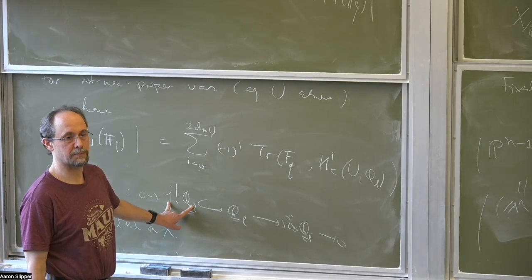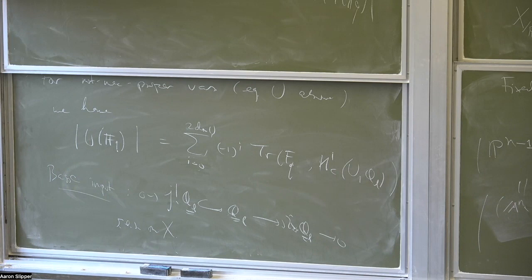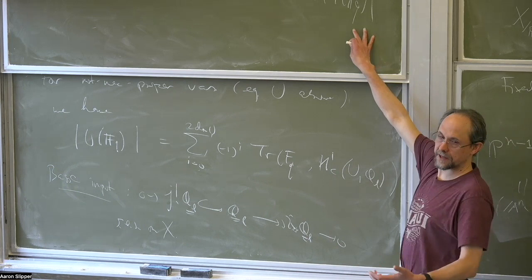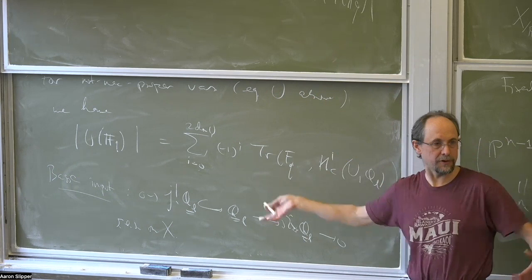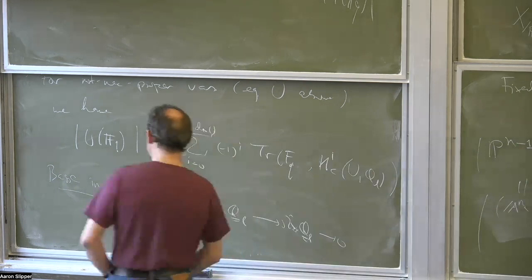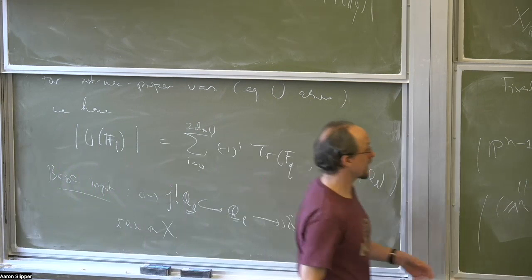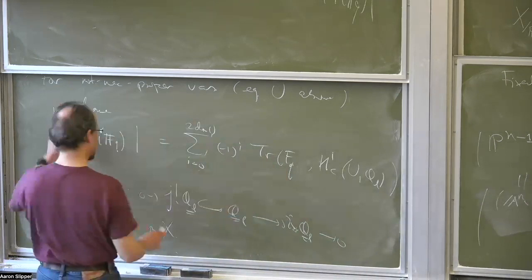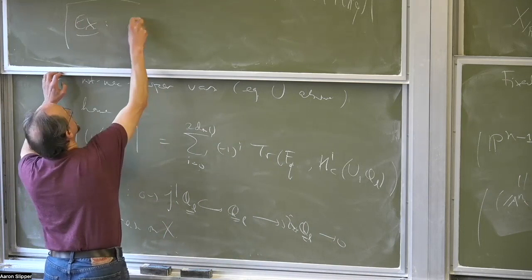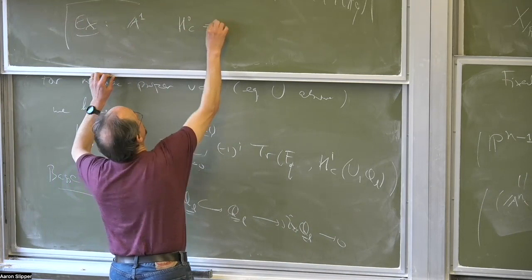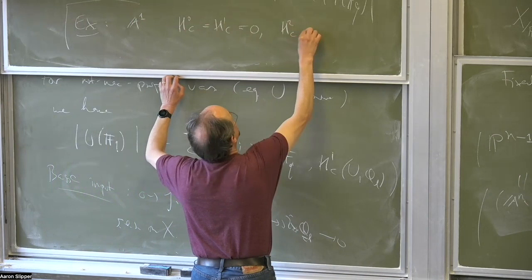And so we see that if you want to extend the formula to open things, and if the formula is going to satisfy the basic reality check that points either lie in U or they don't, you have to use compactly supported cohomology. So that's a thing that one can do. An example would be A^1, where the compactly supported cohomology is H^1_c = 0 and H^2_c is Q_l(-1).